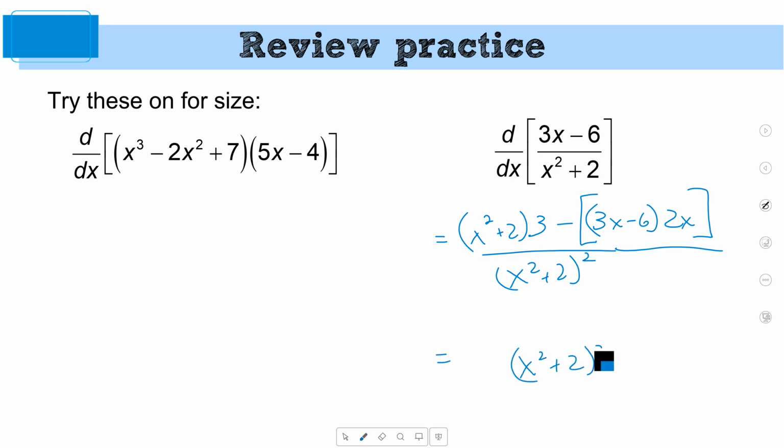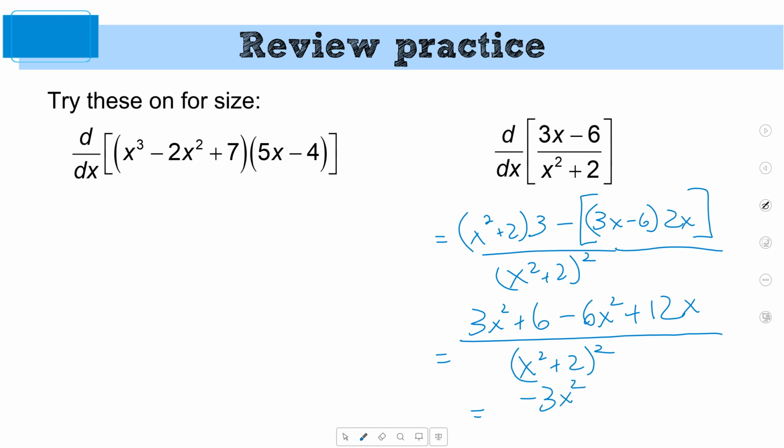You're going to be tempted sometimes. Don't. 3x squared plus 6 minus 6x squared plus 12x, which is negative 3x squared plus 12x plus 6, all over x squared plus 2, squared. Now, if you're feeling saucy, you could factor out a GCF in that numerator, and in fact, that quadratic might factor, but it won't help us in this case. You're not going to have a term that's an x squared plus 2, so we'll just stop there.